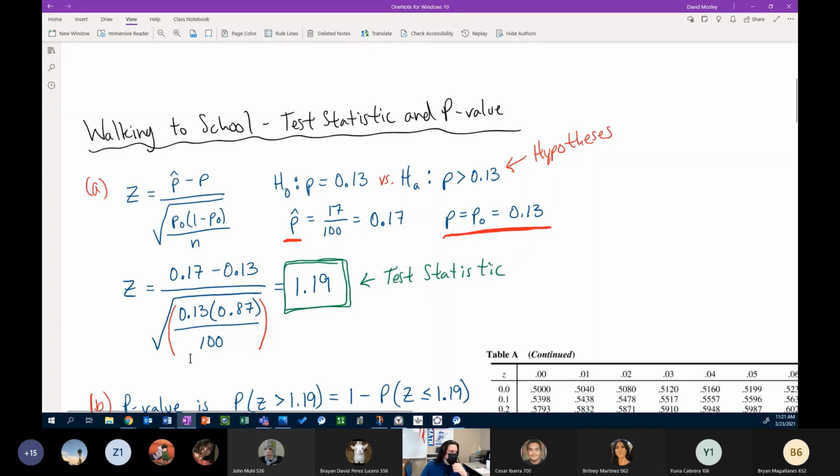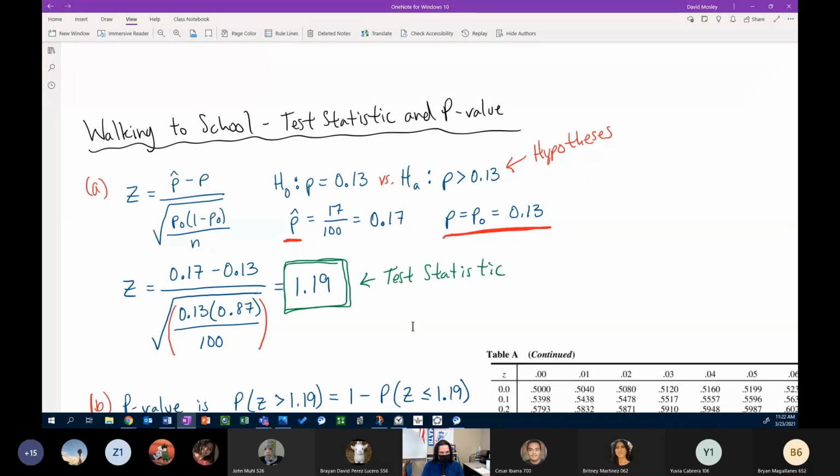So then I substitute my values appropriately into the z calculation here, get 0.17 minus 0.13, right, divided by the square root of 0.13 times 0.87 divided by 100. This gets us a test statistic, the z statistic of 1.19, approximately. Right, we round a little bit. Right, so that's how we calculated our test statistic.